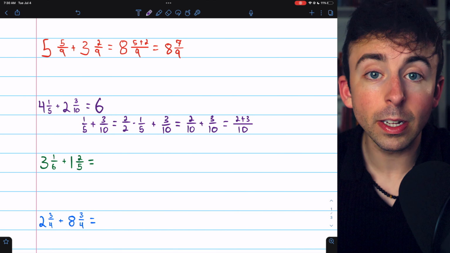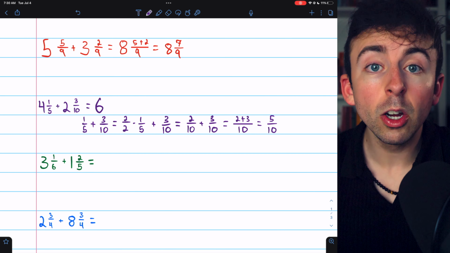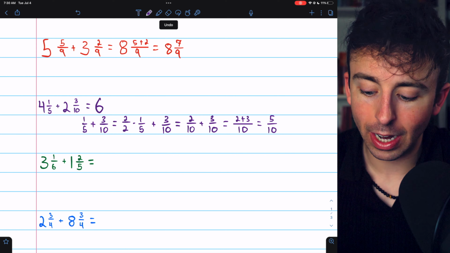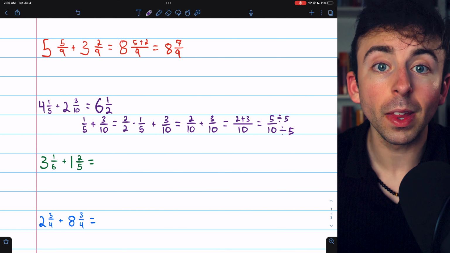Now we can just add the numerators together because we've got common denominators. That's 2 plus 3 over 10, and 2 plus 3 over 10 is 5 over 10, which we can reduce to 1/2, because the numerator and denominator both have a factor of 5. Basically, divide the top and bottom by 5. That gives us our final fraction, 1/2.